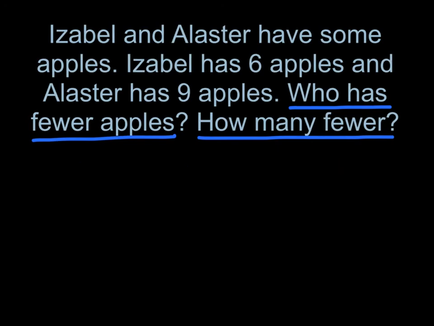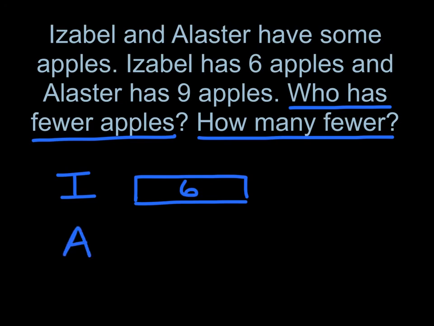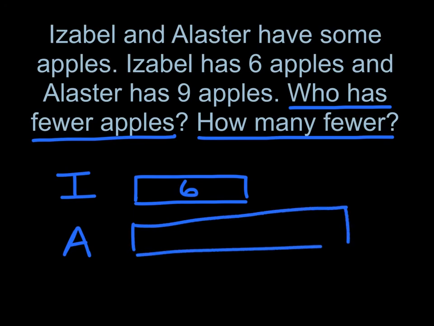Let's take a look at the comparison bars. Isabel has 6 apples. Alistair has 9 apples. How many fewer apples does Isabel have than Alistair?